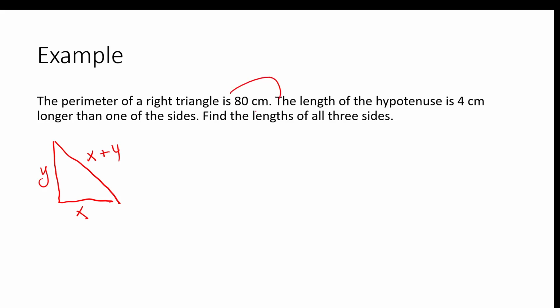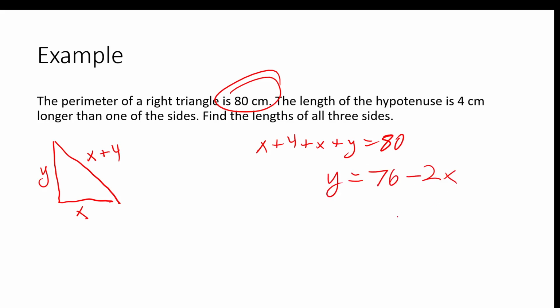But now keep in mind, we know the perimeter to be 80. So since the perimeter is 80, we know x plus 4 plus x plus y equals 80. We can then isolate for y. 80 minus 4 becomes 76, minus x becomes minus 2x. So instead of calling this side length y, we can call it 76 minus 2x.